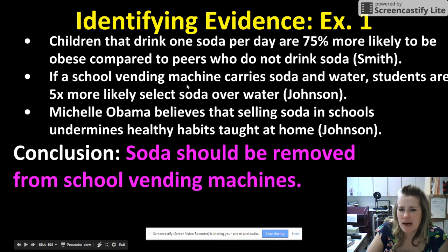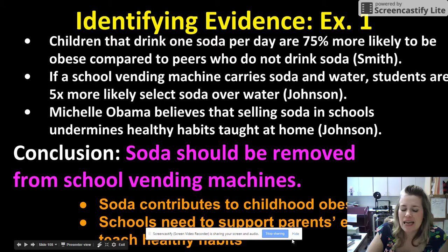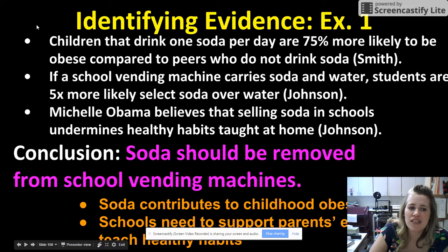I have one about students are going to pick soda if given the opportunity, and one about how Michelle Obama thinks that selling soda undermines healthy habits. So I came up with soda contributes to childhood obesity. So I think this first piece of evidence explains that soda contributes to childhood obesity. And I know back in my notes, I have more pieces of evidence that support the idea that soda makes kids obese. And then this one says schools need to support parents' efforts to teach healthy habits.